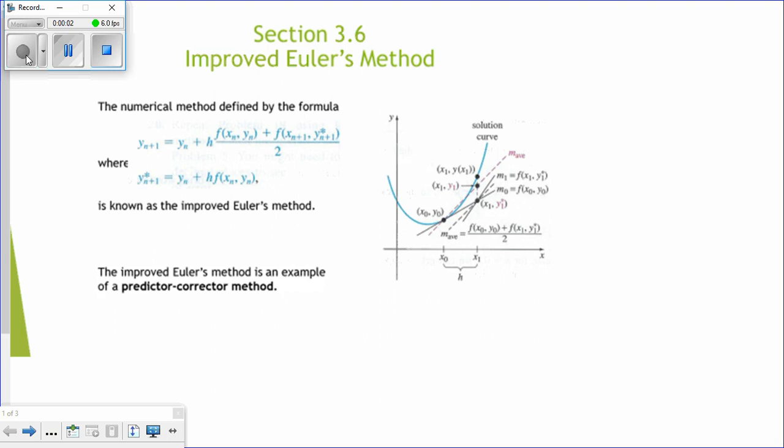Okay, so previously we used Euler's method to approximate a solution to a differential equation. What we want to do now is find a way to adjust that to make it a better approximation. So this is called the improved Euler's method.